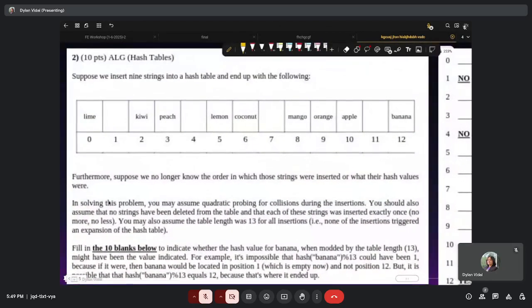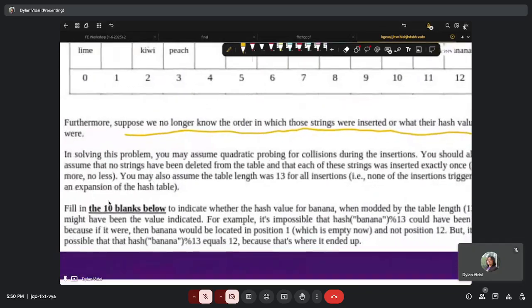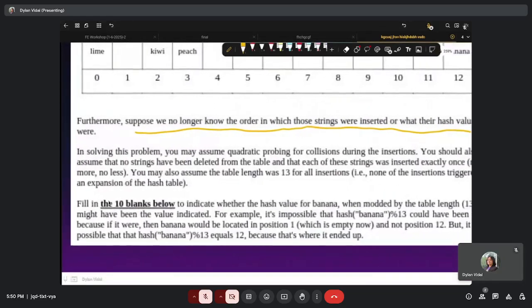This one's the evil one. So this one's a pretty nasty one, right? So we need to understand how all of the quadratic probing works really, really well to make this work. So suppose we insert 9 strings into a hash table and end up with the following. So here's the hard part. They don't actually tell us the initial hash either. Suppose we no longer know the order in which these strings were inserted or what their hash values were. In solving this problem, you may assume quadratic probing for collisions.